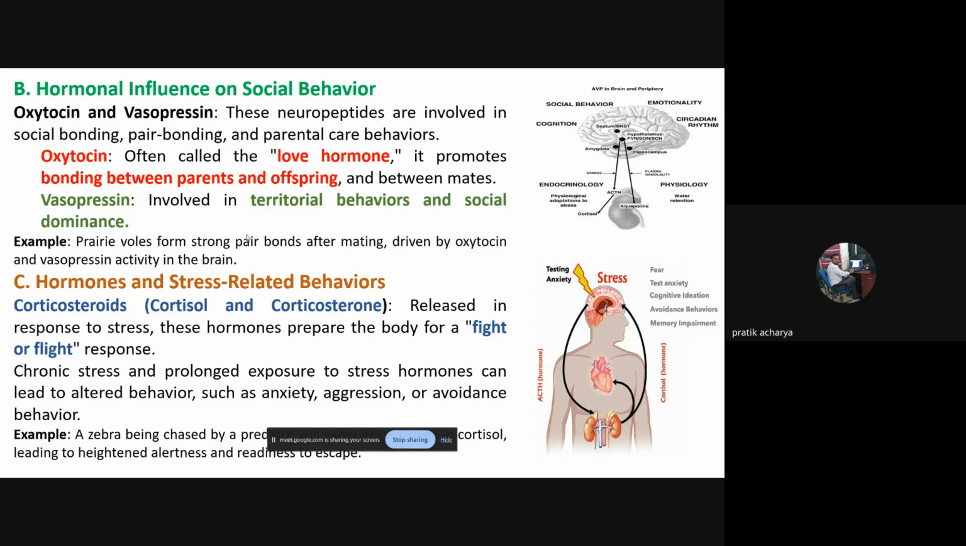Next is hormones and stress-related behavior. If we are talking about stress, corticosteroids, cortisol and corticosterone, both are secreted by the adrenal gland. These are the hormones responsible for stress. If we are talking about fight and flight hormones, the adrenal gland hormones play an important role, because an organism fights another organism for its dominance, or for any other activity.